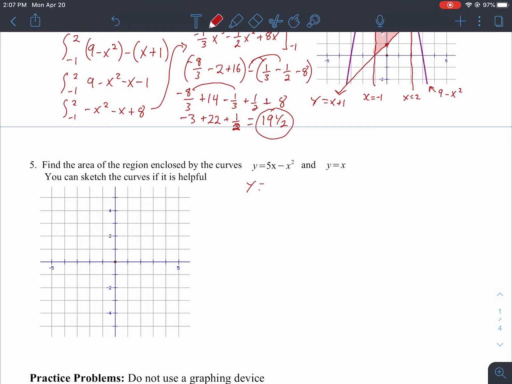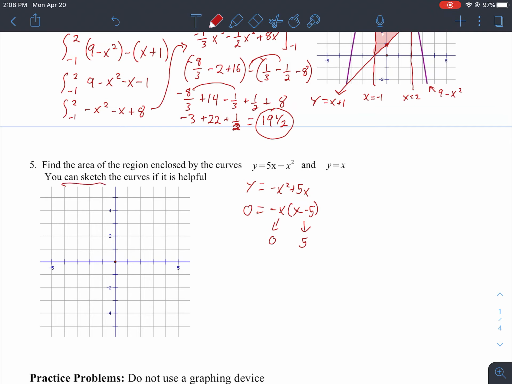Okay, this is a parabola that opens upside down. Negative x squared plus 5x. The x-intercepts are, we could factor out a negative x. We could get x minus 5. So they're 0 and 5. I could graph it accurately. You can sketch the curves if it's helpful, so we don't have to. Maybe let's just do a really rough sketch.